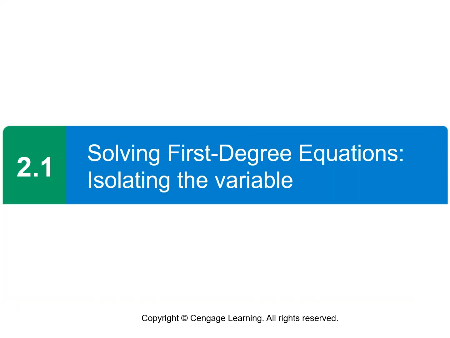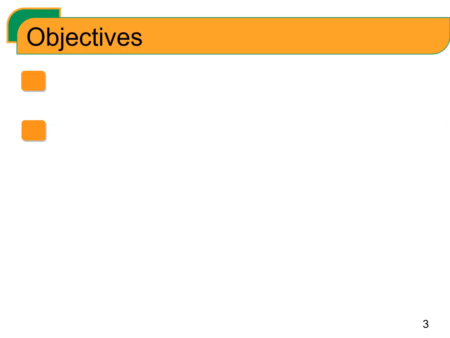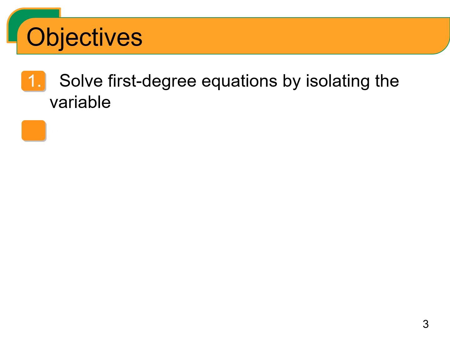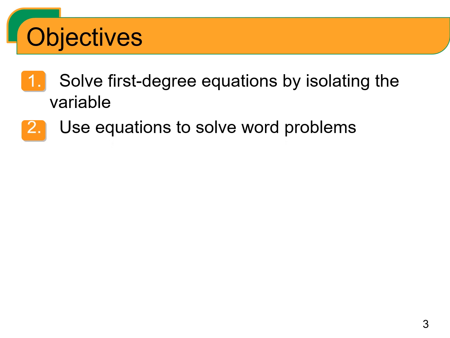Section 2.1, we are going to talk about solving first-degree equations. The method is isolating a variable. A first-degree equation is usually also referred to as a linear equation. So here we're going to talk about how to solve a first-degree equation by isolating a variable and use equations to solve a word problem. Probably today we're just going to focus on item number 1.